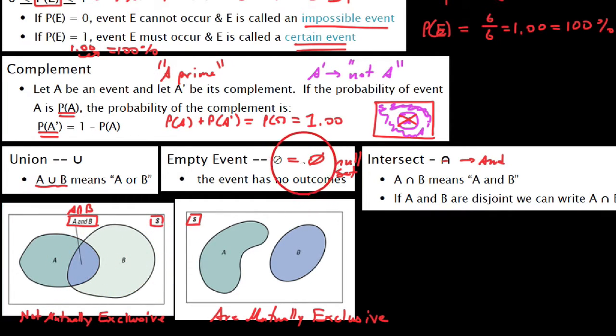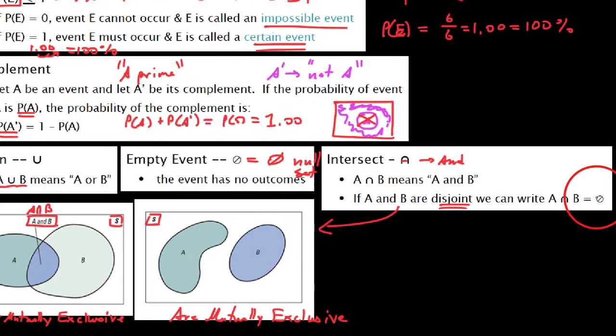So when we talk about the empty set, and I said I'd bring this up again in a second, if A and B are disjoint, or we could say if A and B are mutually exclusive, we refer to that as being disjoint. Then we can say that A intersect B has nothing in it. There is nothing that they have in common.